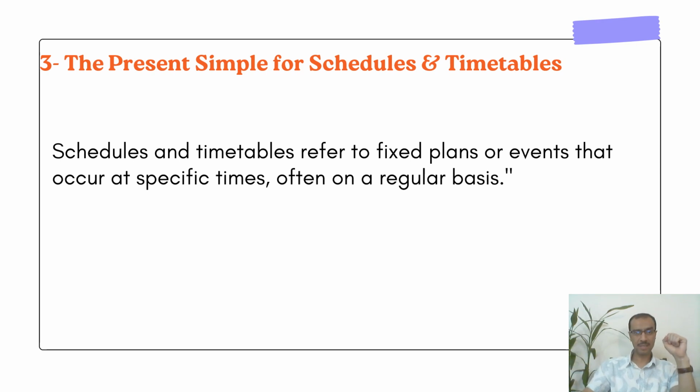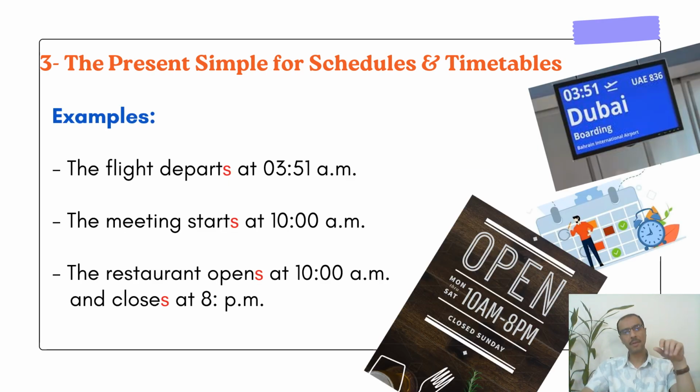Now, 3. The present simple for schedules and timetables. Schedules and timetables refer to fixed plans. So we are talking about the plans, right? Fixed plans or events that occur at specific times, often on a regular basis. What does that mean? Here, the flight departs.